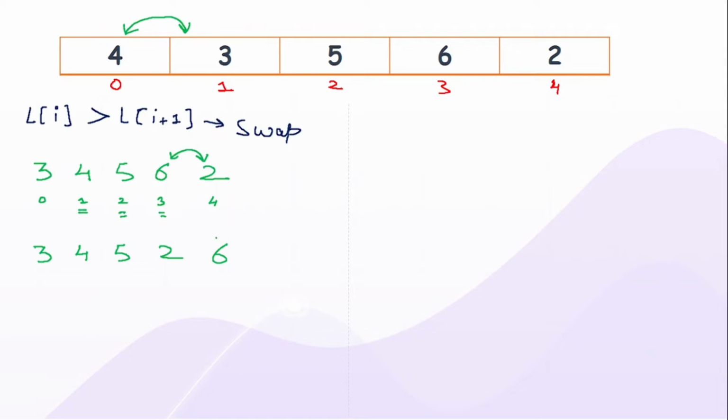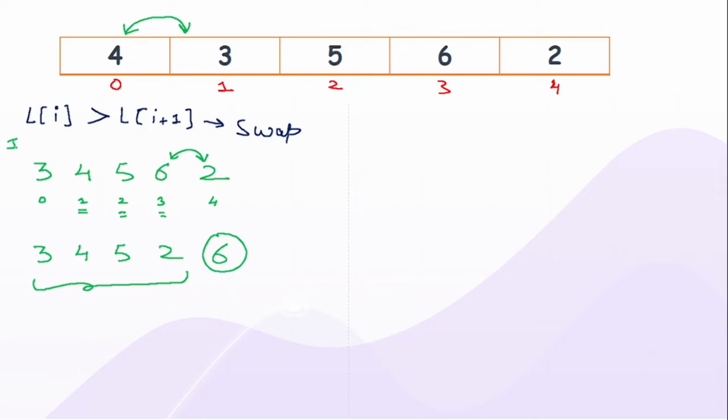And now if we notice, we can observe that the largest number in the list, in this case 6, has been placed at the last position, which is the correct position for this number. Therefore, now I need to sort just the remaining elements in the list, that is 3, 4, 5 and 2, because 6 is already in its correct position. So now we will repeat the same process for the remaining elements.